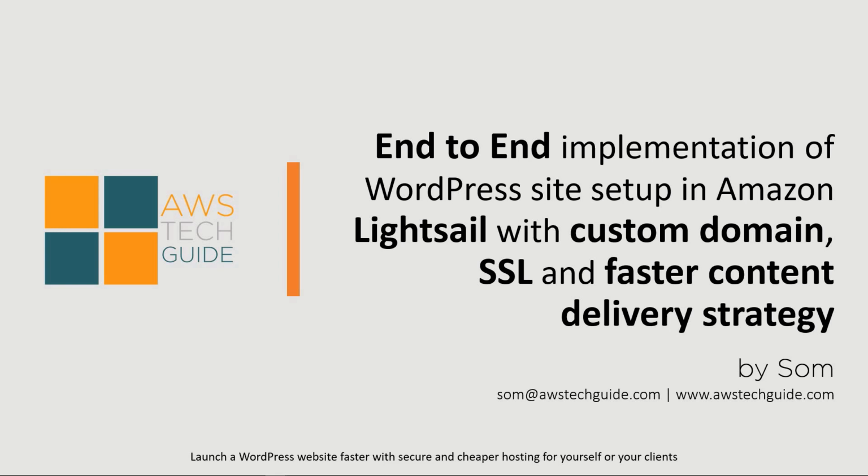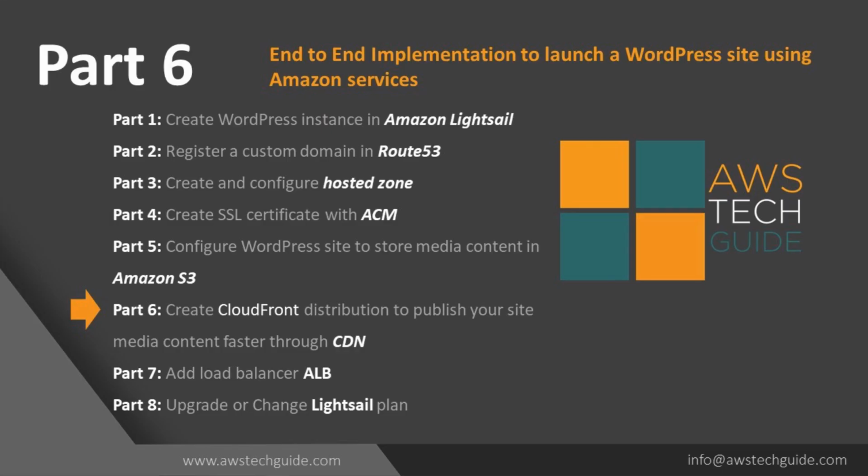Hello there, welcome to part 6 session of end-to-end implementation of WordPress site setup in Amazon Lightsail with other Amazon services. So far we have completed parts 1, 2, 3, 4, 5, which include your WordPress instance creation, how to configure Route 53, how to configure the hosted zone, how to add the SSL certificate, and we have also installed the WordPress plugin, which will store the media in the S3 bucket, and our WordPress is able to connect to the Amazon S3 bucket as well.